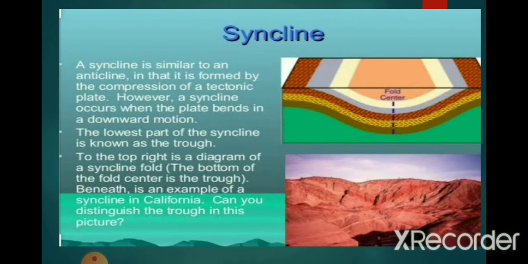A syncline is similar to an anticline. It is formed by the compression of a tectonic plate, and you can see here a U-shape is formed. You can see here a fold center. In that folding center we can see a U-shaped fold, and it usually happens due to subduction or buckling of that area, or when that area moves apart, or we can see a drift there. The lowest part of the syncline is called a trough.